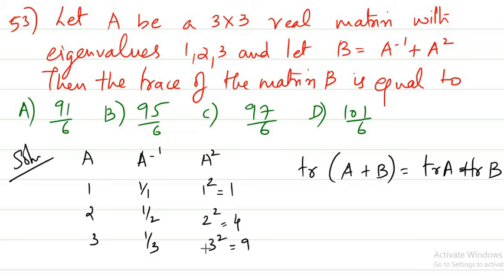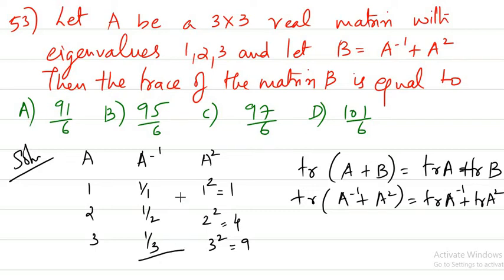So that is another property we have seen in the previous lectures. So you can see what the trace is. You are asked to find the trace of A inverse plus A square. So it is equal to the trace of A inverse plus the trace of A square. What is the trace of A inverse? Just add these three, what do you get? 1 plus 1 by 2 plus 1 by 3. That is the trace of A inverse.